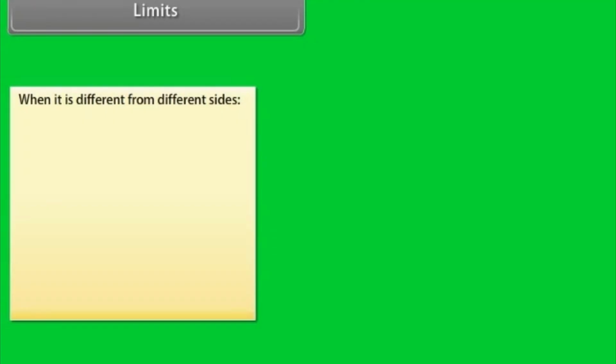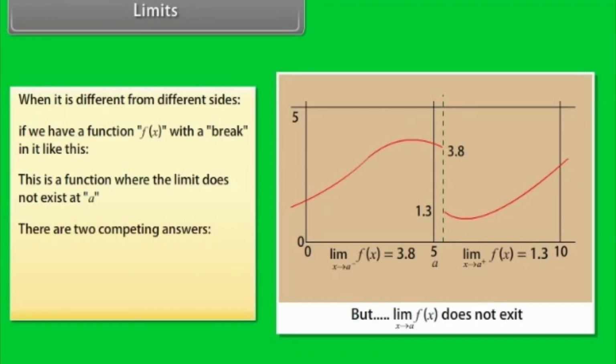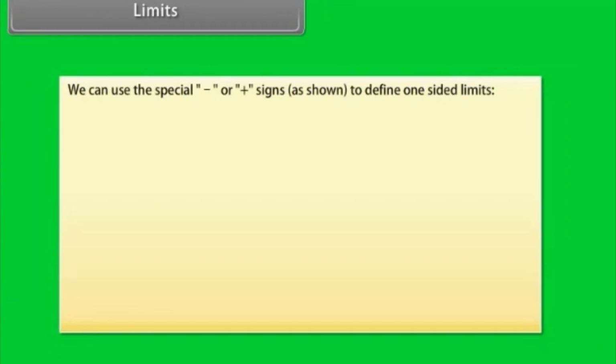So that's okay. But it can be different from different sides. What if we have a function f of x with a break in it like this? This is a function where the limit does not exist at a. You cannot say what it is because there are two competing answers, 3.8 from the left and 1.3 from the right. But you can use the special minus or plus signs as shown to define one-sided limits. The left-hand limit, minus, is 3.8, the right-hand limit, plus, is 1.3, and the ordinary limit does not exist.